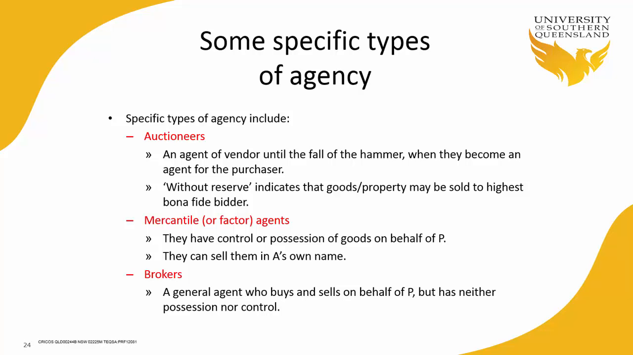Alright, another type is what we call factor agents. A factor or mercantile agent is an agent who is employed to buy, sell, or otherwise deal with goods or merchandise on behalf of a principal. So they have possession or control of the goods and so can sell them in their own name. Okay. So here remuneration is usually by way of commission, and sometimes to secure the payment it may be necessary to exercise a lien over the principal's property in the agent's possession.